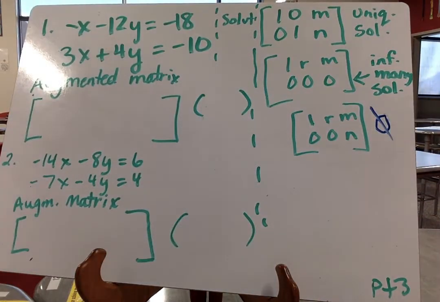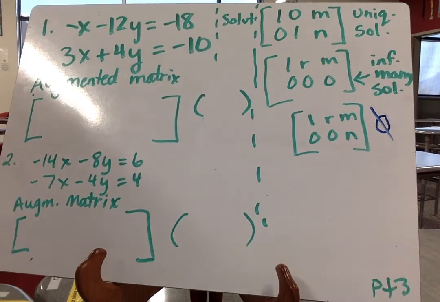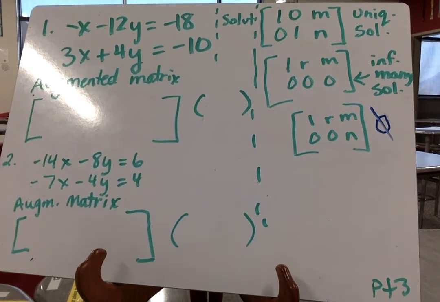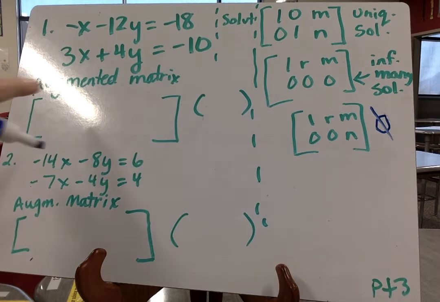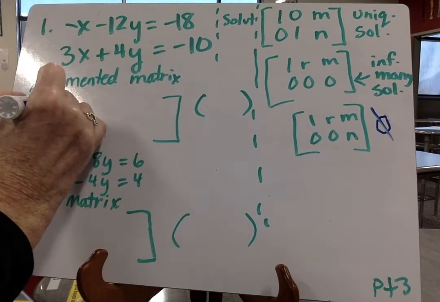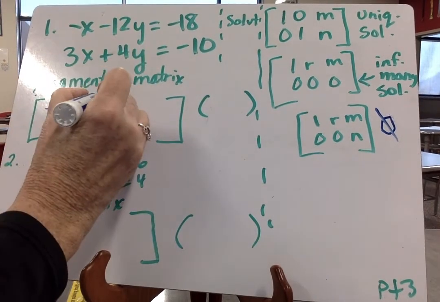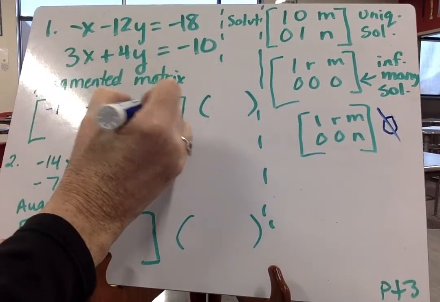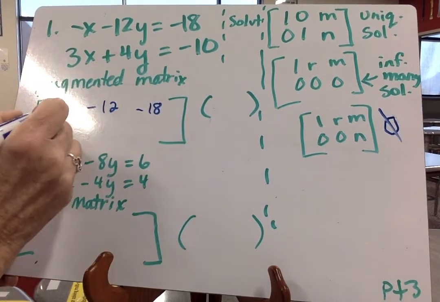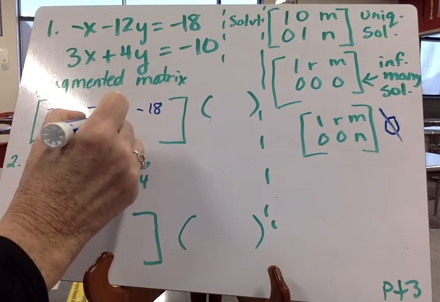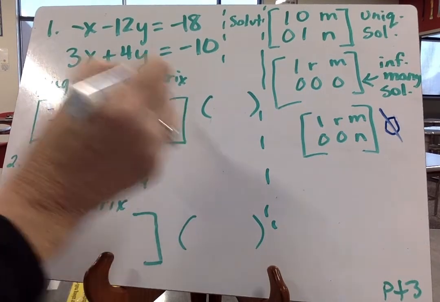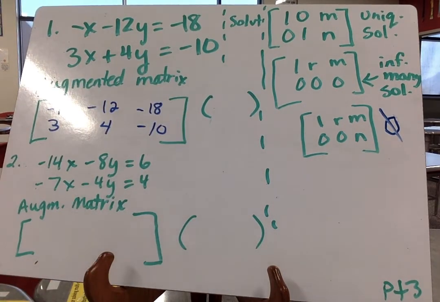Okay. So, number 1, write the augmented matrix for the system. Give the solution for the system as a coordinate. So, we have this as an augmented matrix. We're going to write down -1, -12, -18. Next one, 3, 4, -10. So that's number 1 on page H36.